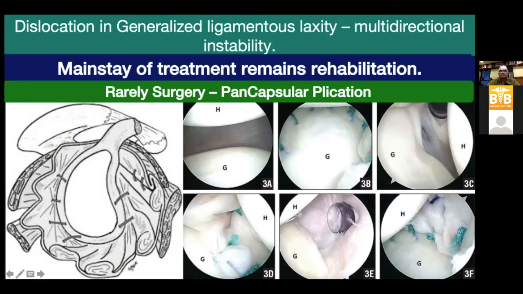For this kind of generalized ligamentous laxity, the mainstay of treatment still remains rehabilitation. So try to rehabilitate this group of patients. Rarely is surgery required, if the patient is very symptomatic and understands the drawbacks. There is a newer surgery known as the pan-capsular plication. You can see in this diagram that the whole 360-degree capsule has been plicated and the rotator interval has to be closed. This again has a high failure rate, so you have to counsel your patient appropriately. The mainstay of treatment of multidirectional instability is usually conservative.